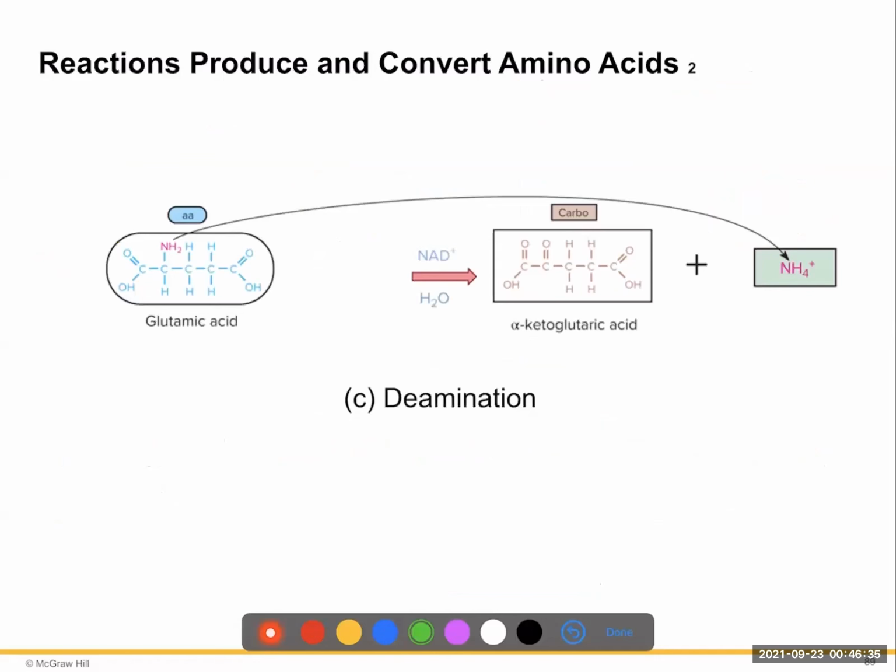Or you can have deamination, where you take the amino group completely off and regenerate the ammonia group. So the NH2 is replaced by the double bonded oxygen right here. And we took the NH2 and added 2 hydrogens from our water and produced NH4. And that's deamination, if you're taking the amino group off of the glutamic acid.